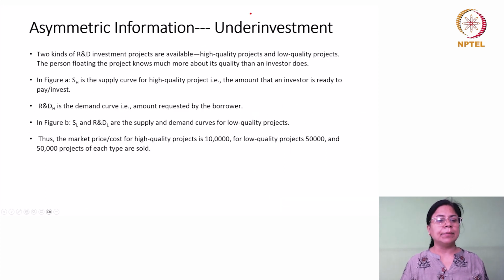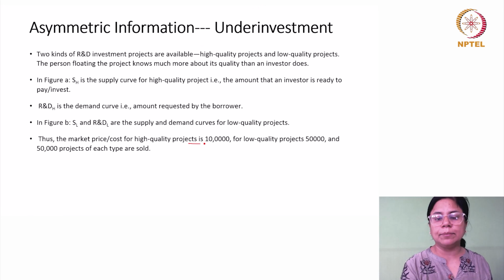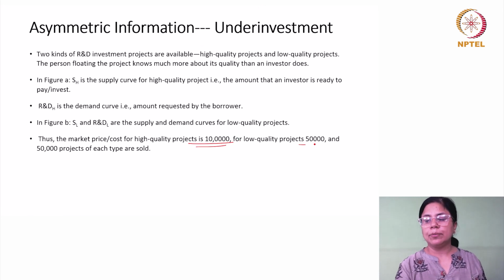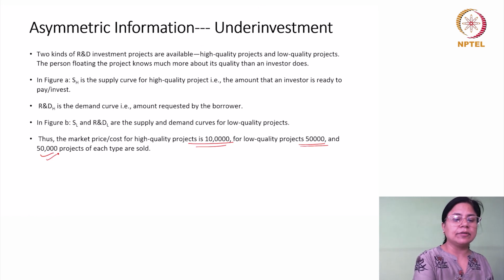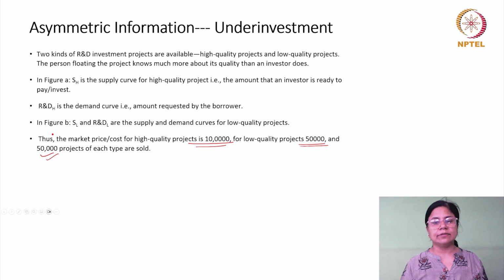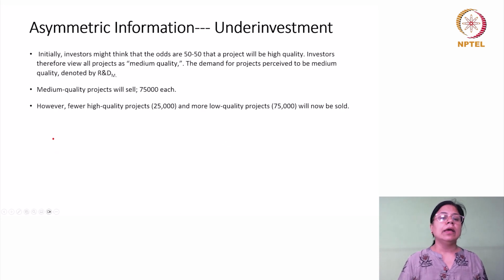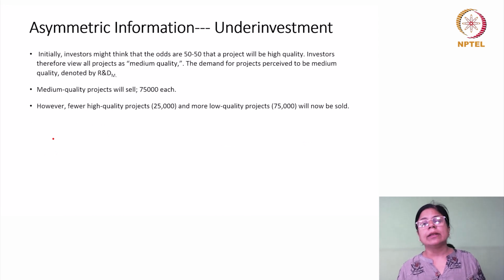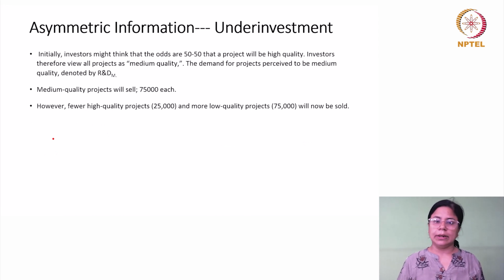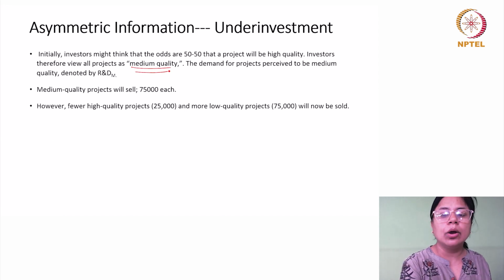So how will that happen? This we have already done. That means with high quality projects this much, for low quality projects this much amount, and these many projects are being funded. Then initially, the investor will think that the odds are 50-50 that a project will be of high quality, right? Investors therefore will view all the projects as medium quality.